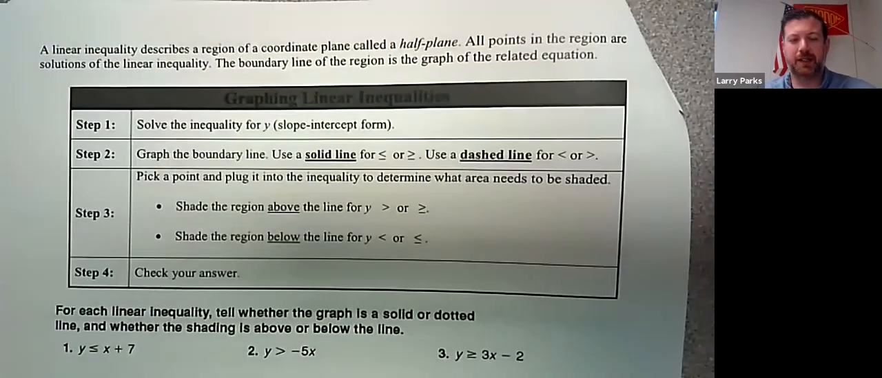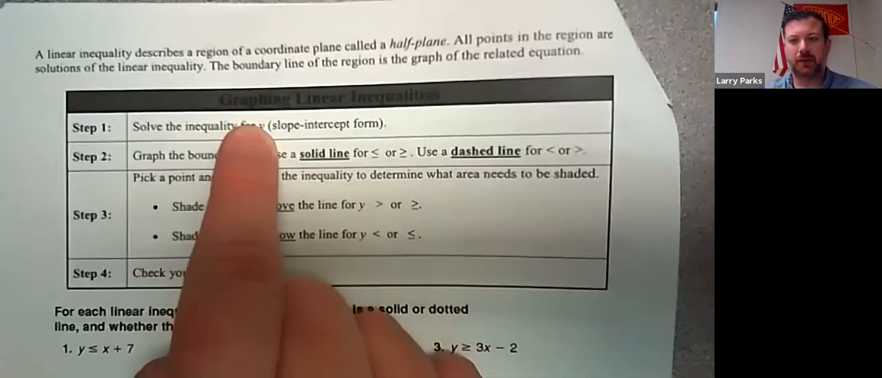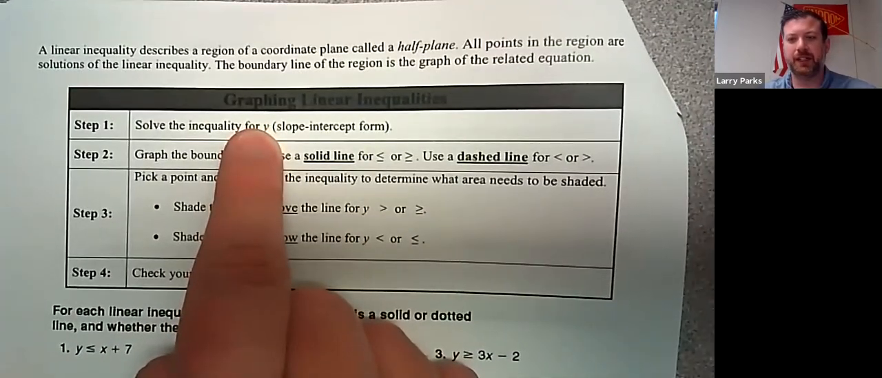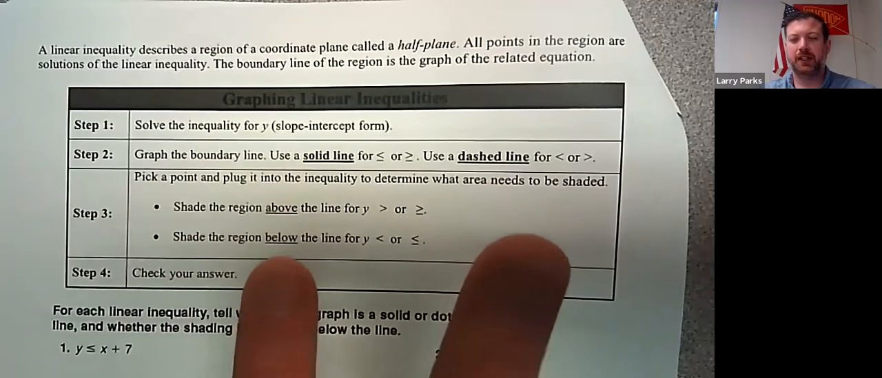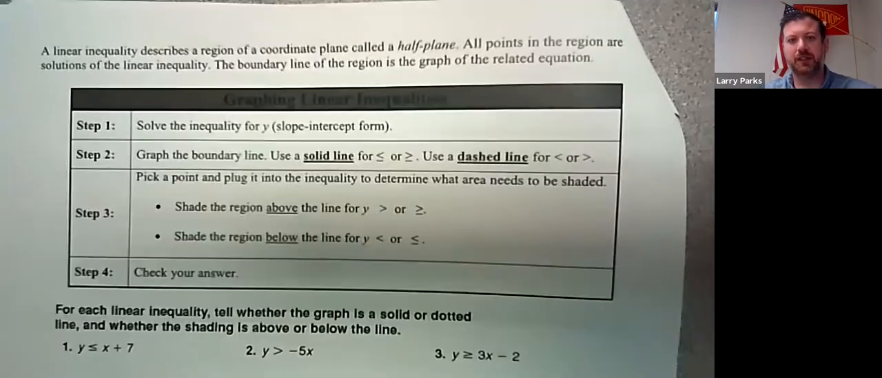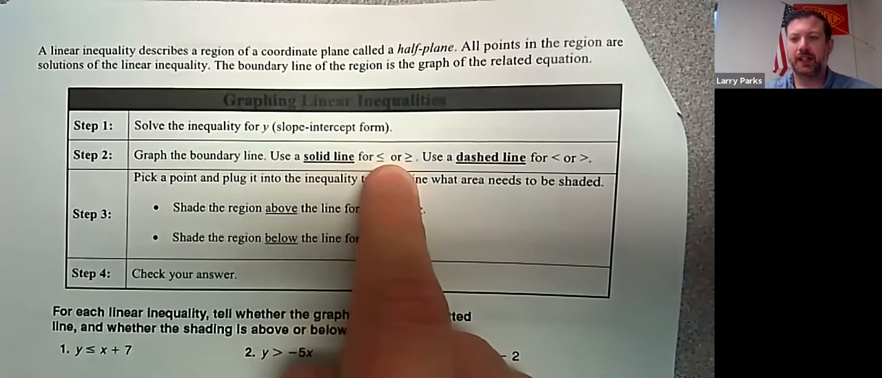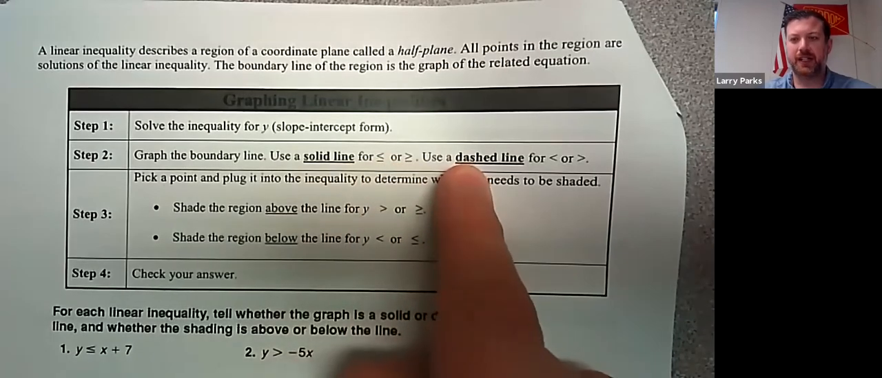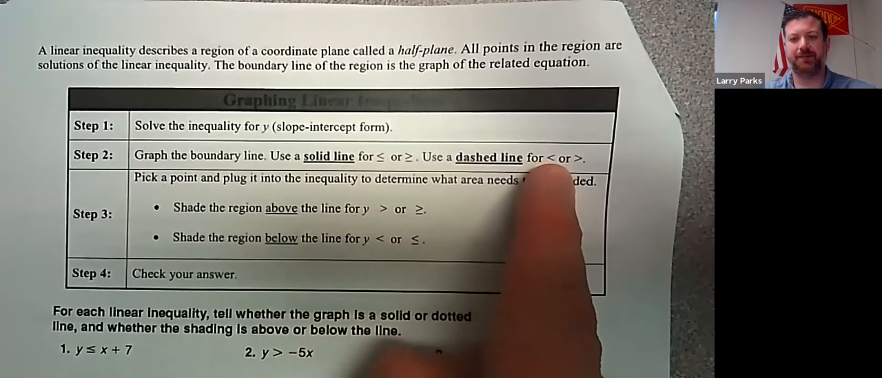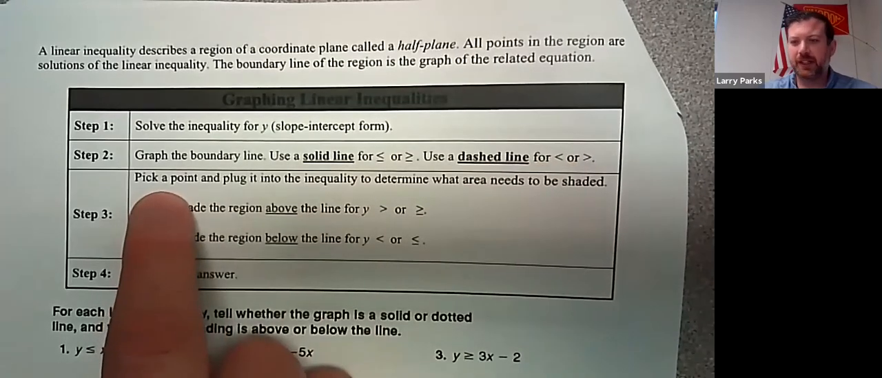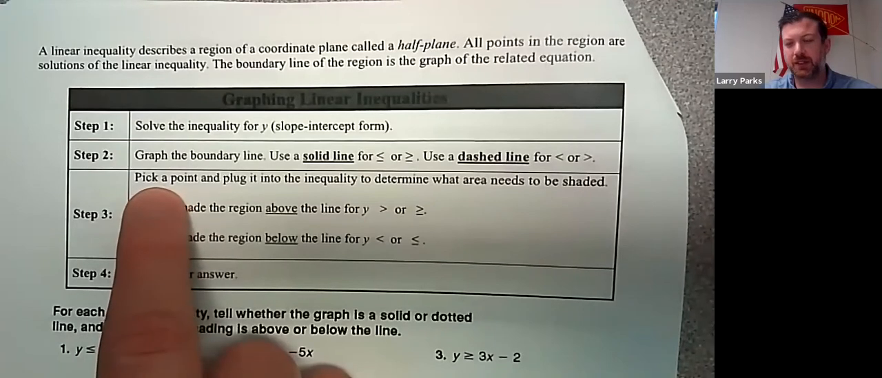For those of you that like step-by-steps, first you solve for y. Remember, when you're working with inequalities, anytime you multiply or divide by a negative number, the inequality flips over. Then you draw what's called a boundary line. The boundary line cuts it into two half planes. You use a solid line for anything with an equal sign and a dashed line for anything that doesn't have an equal sign.